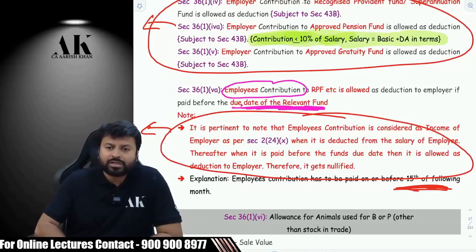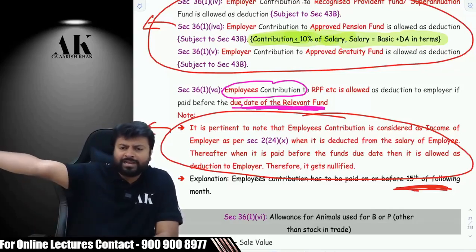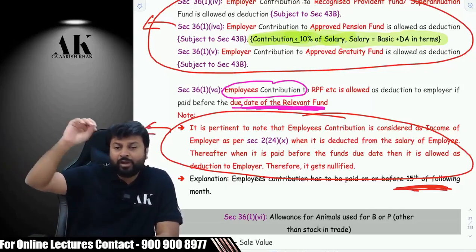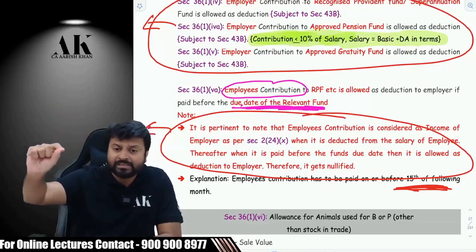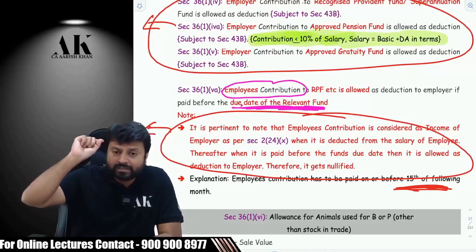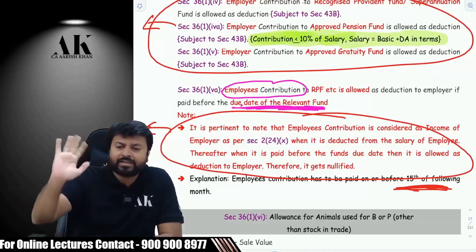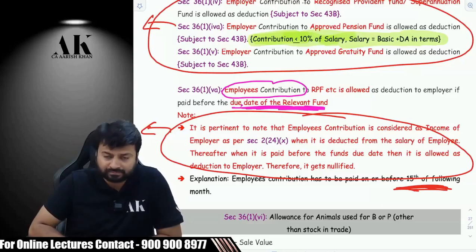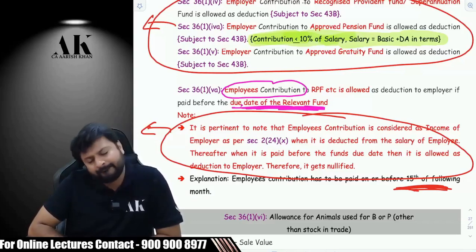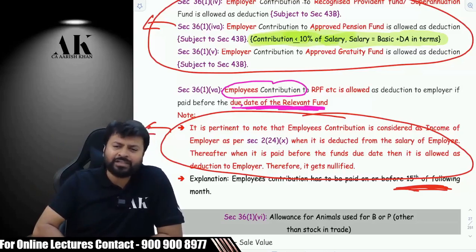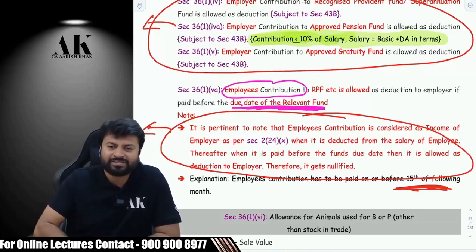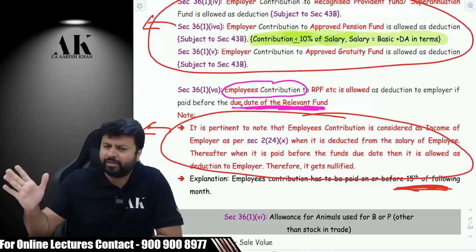For employer contribution, you have a longer time to pay. But employees contribution, Prashant was asking, what if I pay in the next year? Forget about next year, Prashant. Even if I pay on 16th of April instead of 15th of April, still it is not allowed. In case of employer's contribution, if I pay after the due date, in 43B it is allowed even in the next year. 43B is a temporary disallowance, not a permanent disallowance. So I will be dealing with that in 43B. Don't worry.